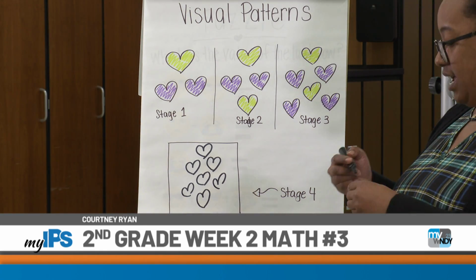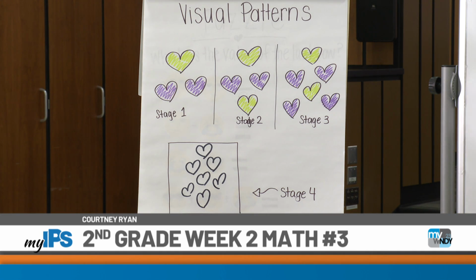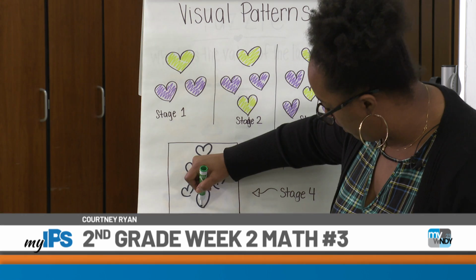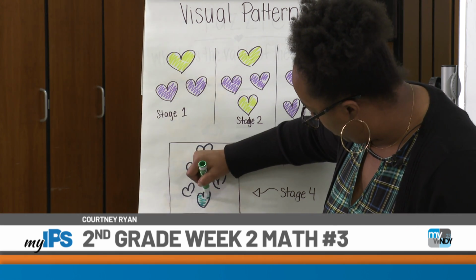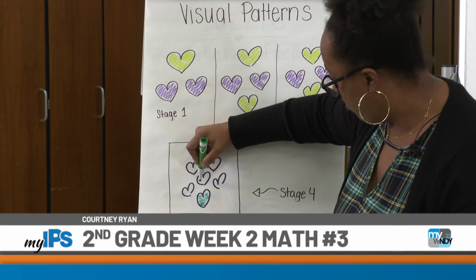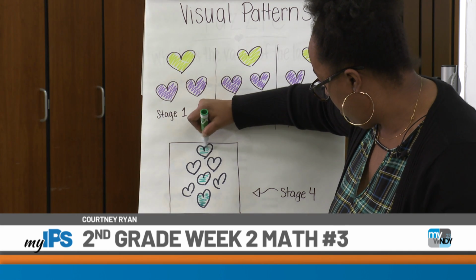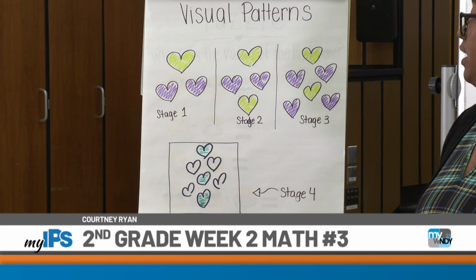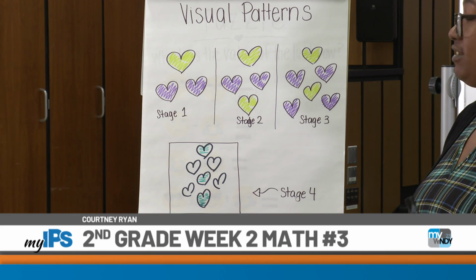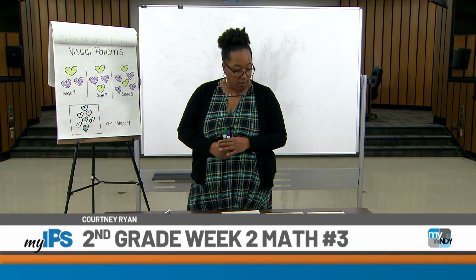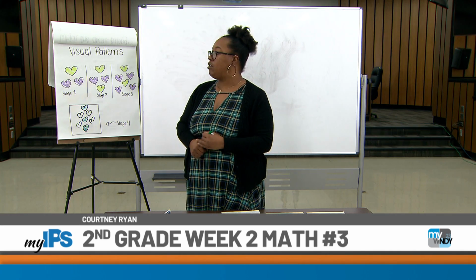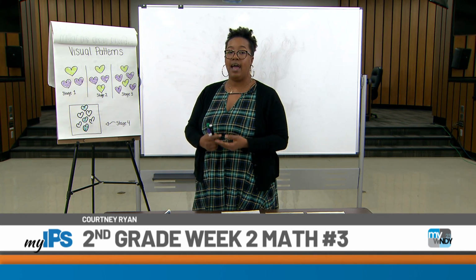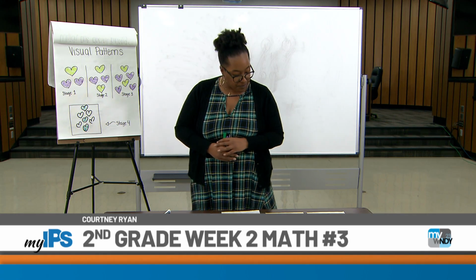As you can see in stage 4, I have added an additional green heart. So our pattern is increasing by 1 green heart and then 2 purple hearts each time. In your home learning packet, make sure you're paying close attention to whether your pattern is growing or shrinking and how it is changing.